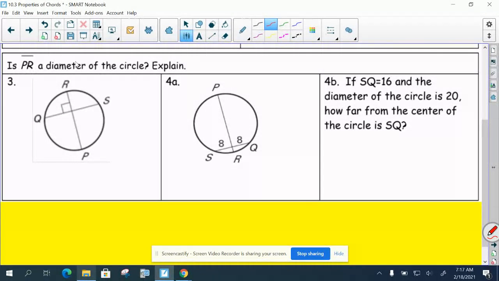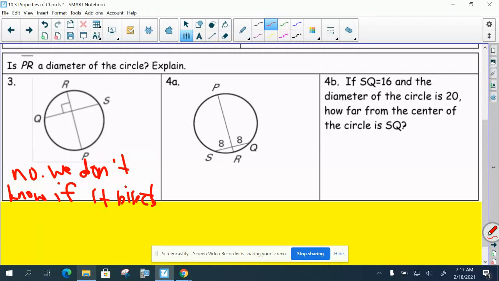Number 3, is PR a diameter of the circle? Explain. PR, it says it's perpendicular to SQ, but we need to know if it's a perpendicular bisector. Here, we're not going to be able to say if it is or not. So no, we don't know if it bisects QS. Sorry for my sloppy handwriting. Okay, and that would be 10.3b.